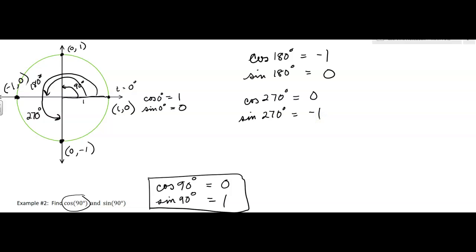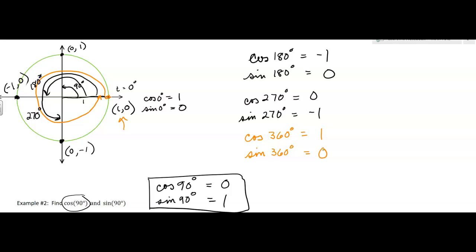Now, if we go all the way around the circle, we're back to 0 degrees, right? It's going to be the same point. It's the point right here. So the cosine of 360 degrees is equal to 1, because we already had the point, right? And then the sine of 360 degrees is going to be 0.